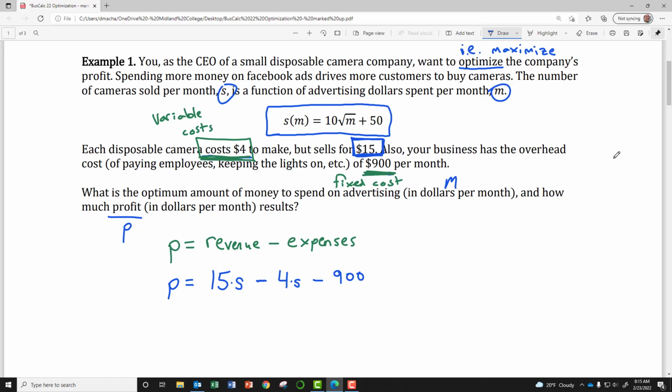But how many cameras are we going to sell per month? Well, the number of cameras we sell per month is a function of the advertising dollars, right? And so we write s is equal to 10 square root m plus 50.